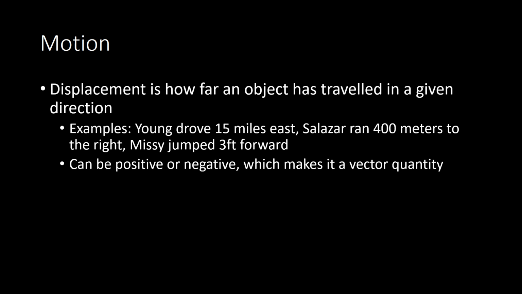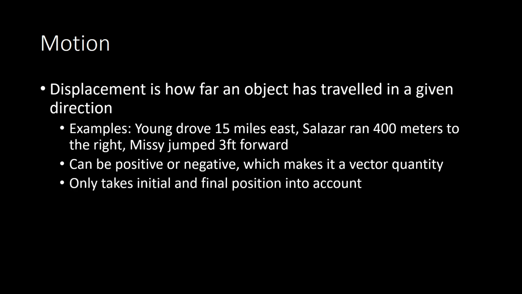Again, that would mean that Young and Missy and Salazar all went in positive directions, so we would keep them as positive numbers. Again, I could arbitrarily have made those be negatives, but for the sake of ease, we're just going to make them all be positive. It only takes into account the initial and final positions. It doesn't take into account the rest of the journey.